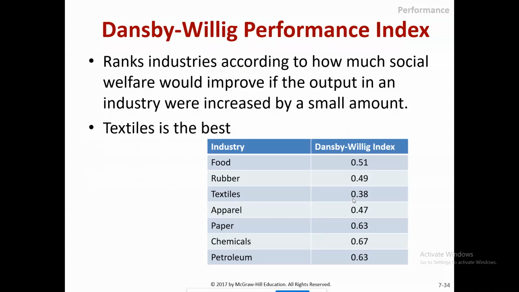Here are the Dansby-Willig performance indexes for selected industries. We can see the textile industry performed the best in generating social welfare, as its index is the smallest. The chemicals industry performs the worst though.